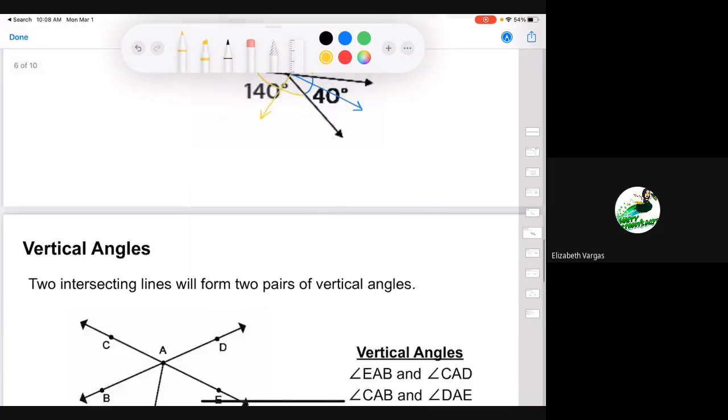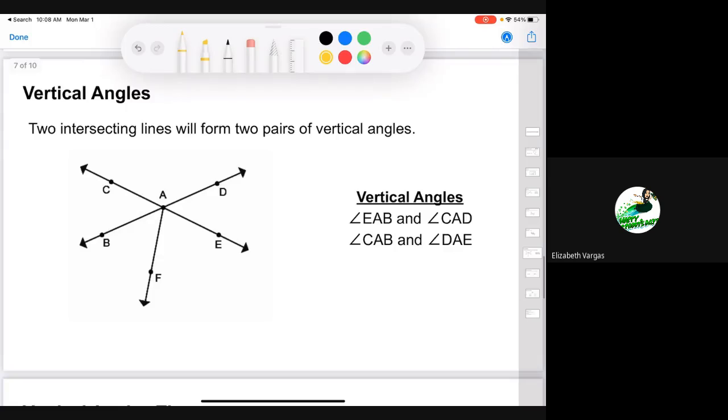So here are some more examples. When two lines intersect, they form two pairs of vertical angles. So I'll show you what those are. So we have EAB.